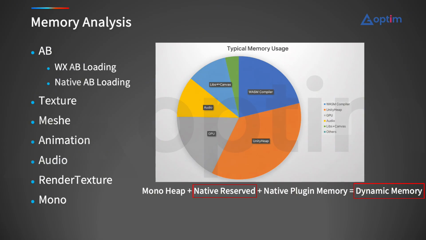Moving forward, we will analyze various resources such as AssetBundle, textures, meshes, animations, audio, RenderTexture, mono, etc., and correlate them with our test data to provide a clearer understanding of these concepts. Many development teams are not fully familiar with the composition of memory, and we also spent considerable time figuring out the details. Our primary focus has been that minigame memory on Android platforms doesn't often cause crashes, but on iOS, memory issues frequently lead to crashes. Therefore, we will focus on iOS in this presentation.